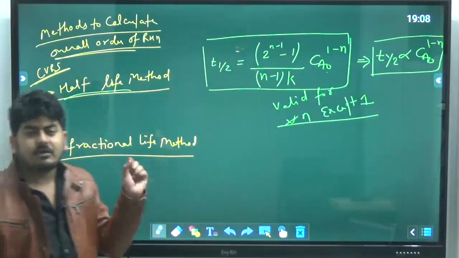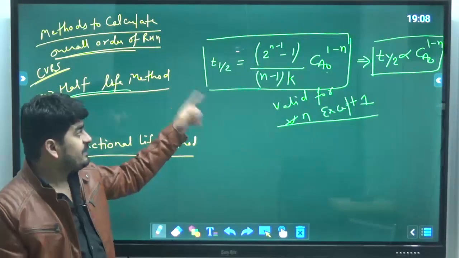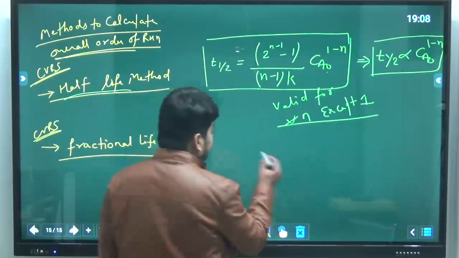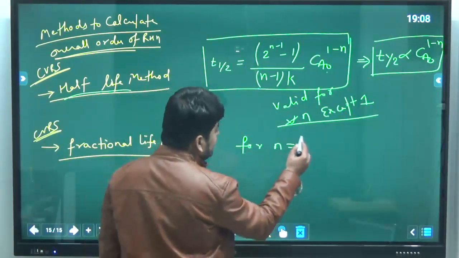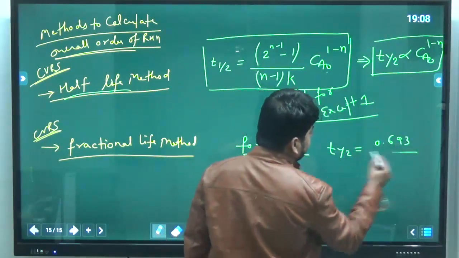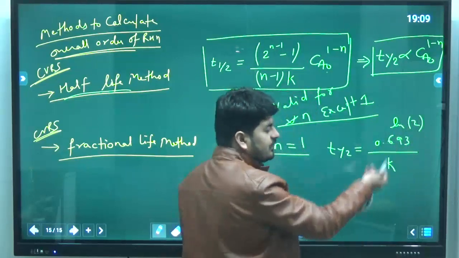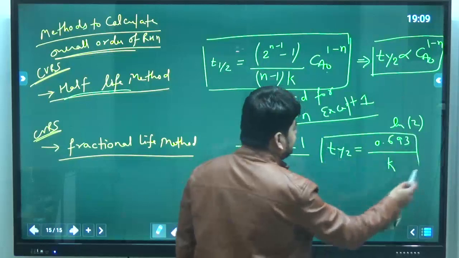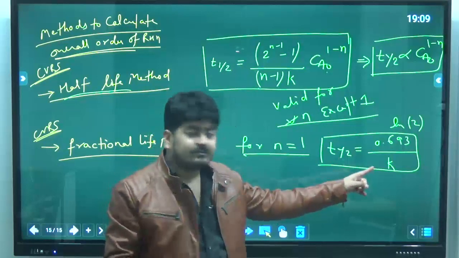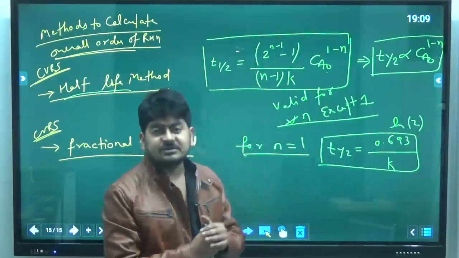For any chemical reaction, if it is not first order, half-life depends on k and Ca0. Mathematically you can see. But for a first order reaction, it becomes 0.693 over k. What is 0.693? That is ln2. So either you can say ln2 upon k, or simply 0.693 over k. So you can see that for a first order reaction, half-life depends only on k, the rate constant, that is temperature. It is independent of initial concentration.